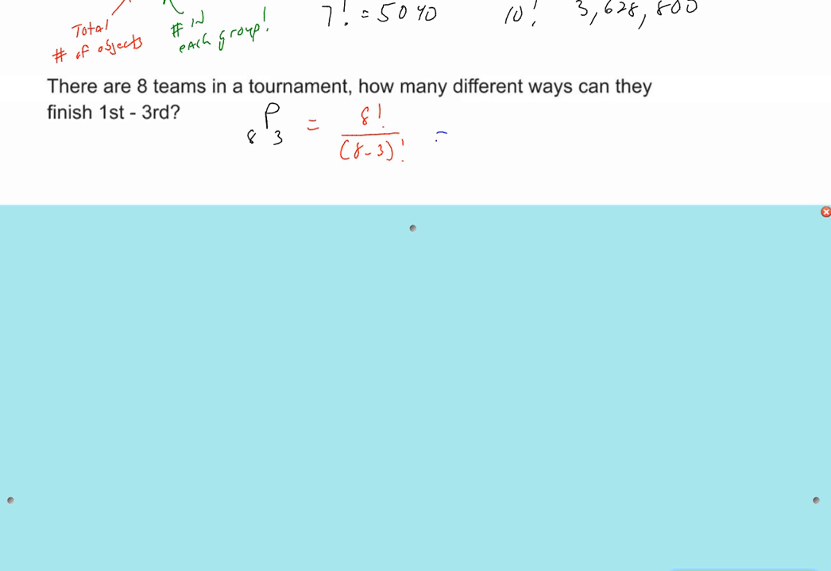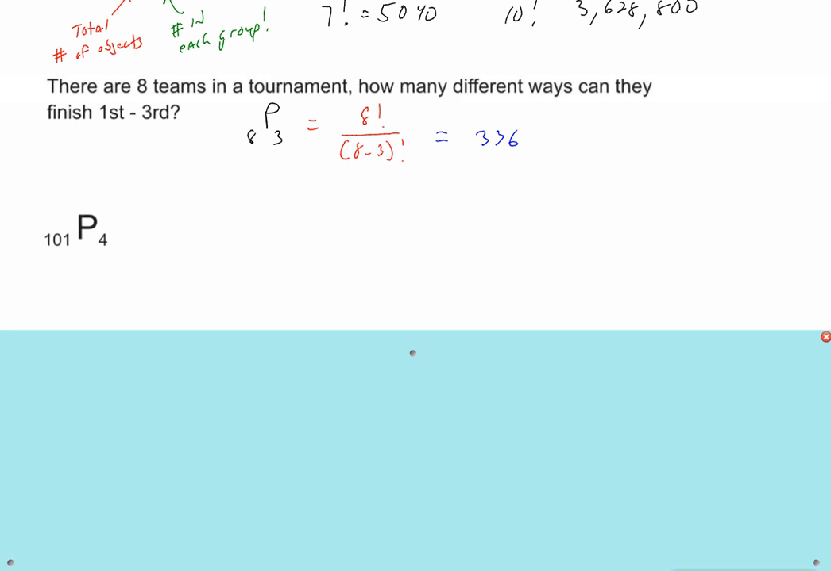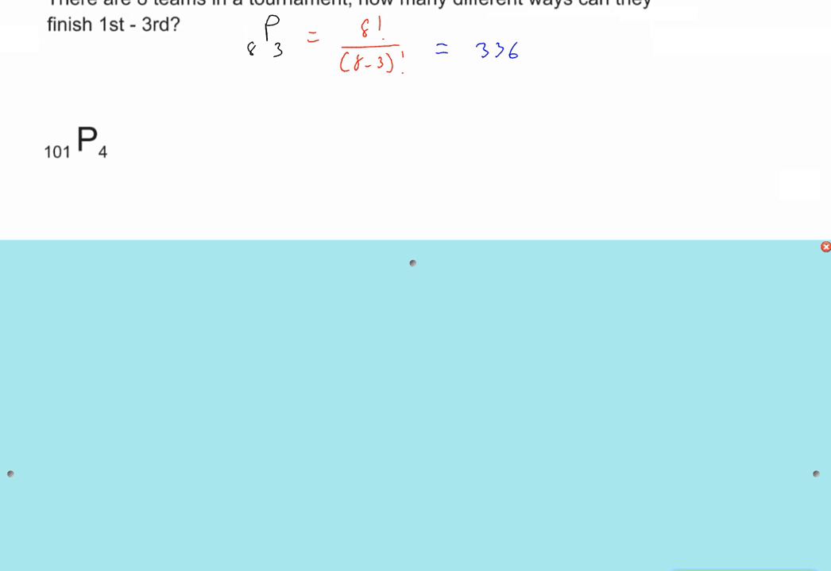And you wouldn't believe this is possible, but there are 336 different ways you can have first through third with just 8 teams. And I say, no way. Yeah, 336 different ways 8 teams can end up first through third. Okay, so way more than you would think in a permutation. And again, what's the key in a permutation? The order matters.